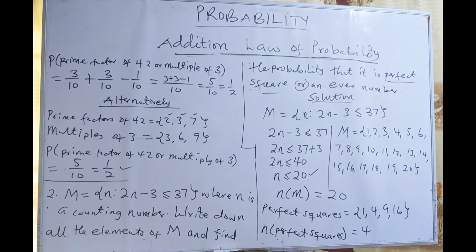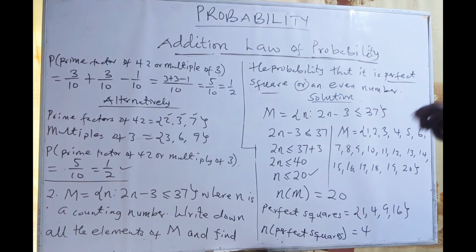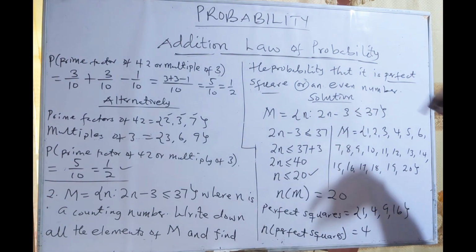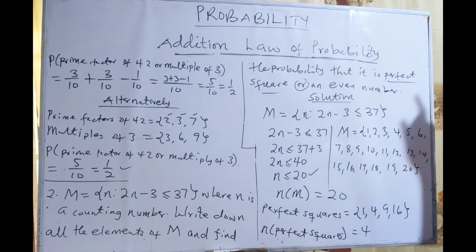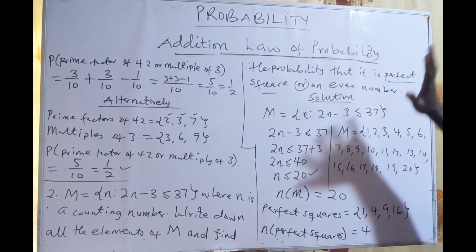What you should note here is that because you are finding the probability of a perfect square or an even number, the probability of a perfect square or even number is the probability of a perfect square plus the probability of an even number minus the probability of the intersection of the two.